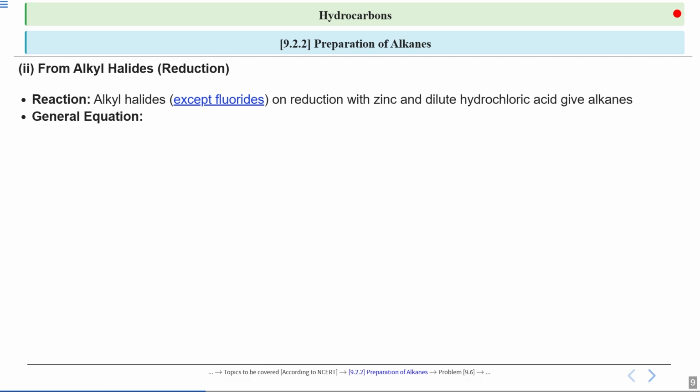Now we will look at the general equation for this reaction. This equation will help us to understand the transformation that occurs during the reduction process. Here is the general equation: RX plus H2 giving us RH plus HX, where RX represents the alkyl halide and RH is the resulting alkane. Zinc and H+ act as the reducing agent, facilitating the conversion of halide to an alkane.